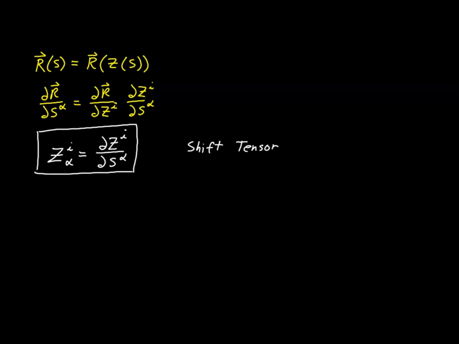Now the shift tensor is unlike anything we've seen before because it's a tensor that combines the use of a surface index and an ambient index like this. So if you look at it, for each of the two values of alpha, there can be three values of I. So there are a total of 6 components to this tensor. If we were going to express it as a matrix, it would not be a square matrix. It's a matrix that would have 3 rows and 2 columns.